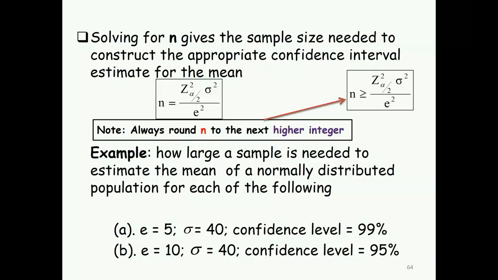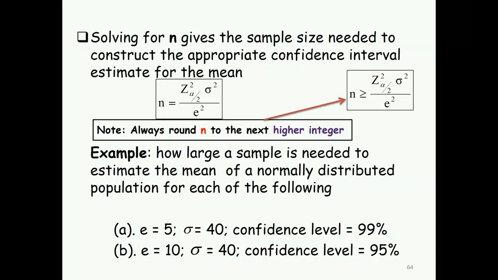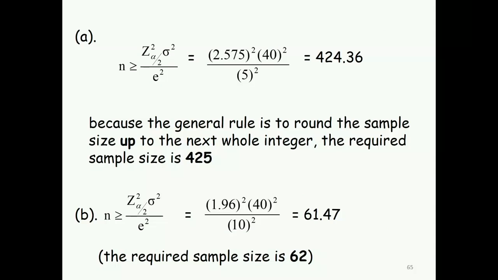So for the first one, E is 5, this is 40, 99%. If it is 99%, the critical value is 2.575, then you calculate. The required sample size is 425. The second question: 10, 40, 95%, 1.96. This is 1.96, always a two-tail. Don't forget, we think of it as a two-tail. 95%, 1.96. Then the required sample size is 62.